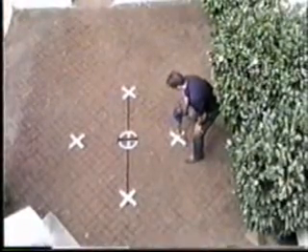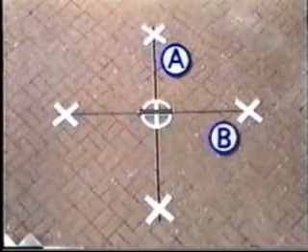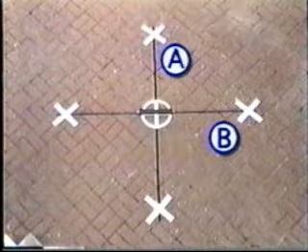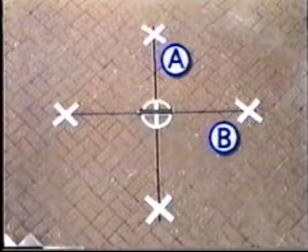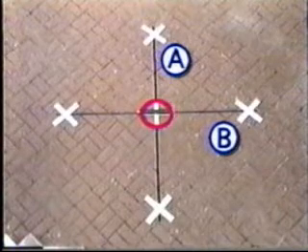You have now located both end nulls. Draw line B through this pair of null marks. The transmitter is located at the center of the cross formed by line A and line B.